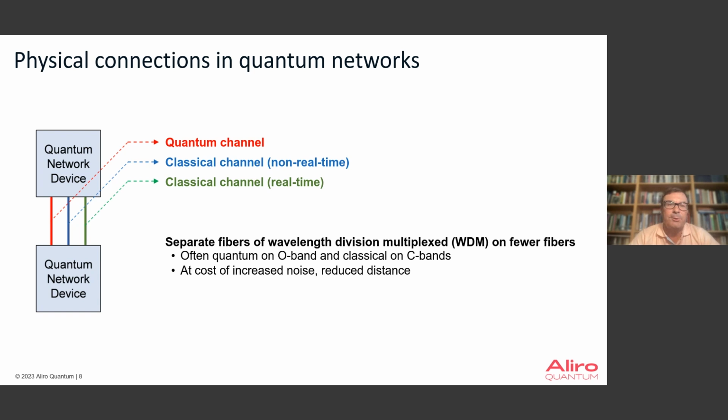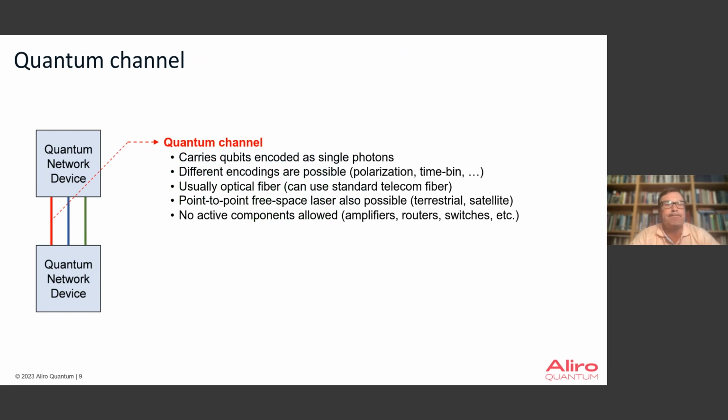When optical fibers are used, each channel can be assigned to a separate optical fiber strand, but it's also possible to multiplex multiple of these channels into a single fiber using dense wavelength division multiplexing, or DWDM. I'll describe each of these 3 channels in more detail on the next couple of slides.